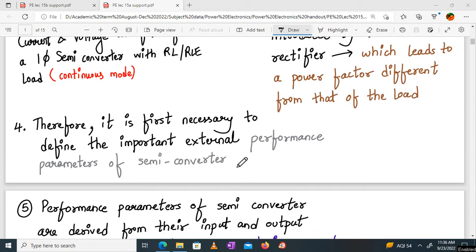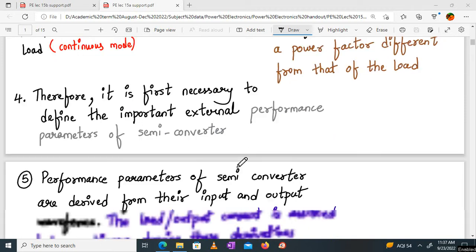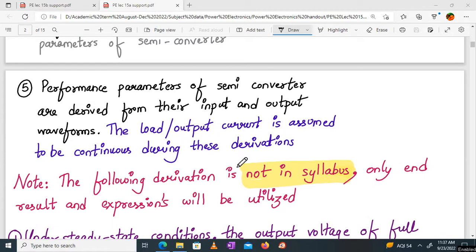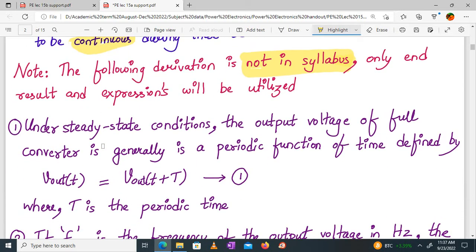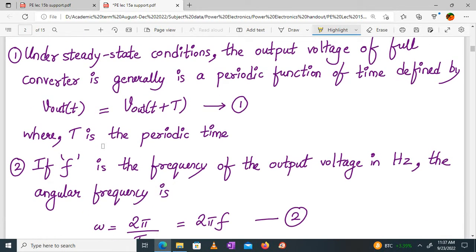Therefore, it becomes very necessary to analyze or define the external performance parameters of the semi-converter. Here, external performance means input and output performance parameters of the semi-converter, right? So, performance parameters of a semi-converter are derived from their input and output waveforms. Okay? There is one assumption over here. That assumption is that the input or the output current is assumed to be continuous, not discontinuous, during these derivations. So I've written a note also. These following derivations are not there in your syllabus. Only the end result and the expressions will be utilized further. So let's quickly start. This is just pure mathematics.